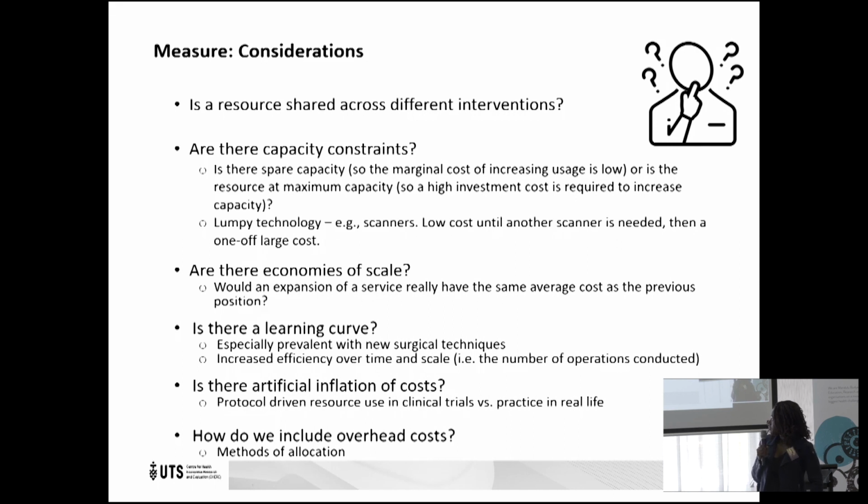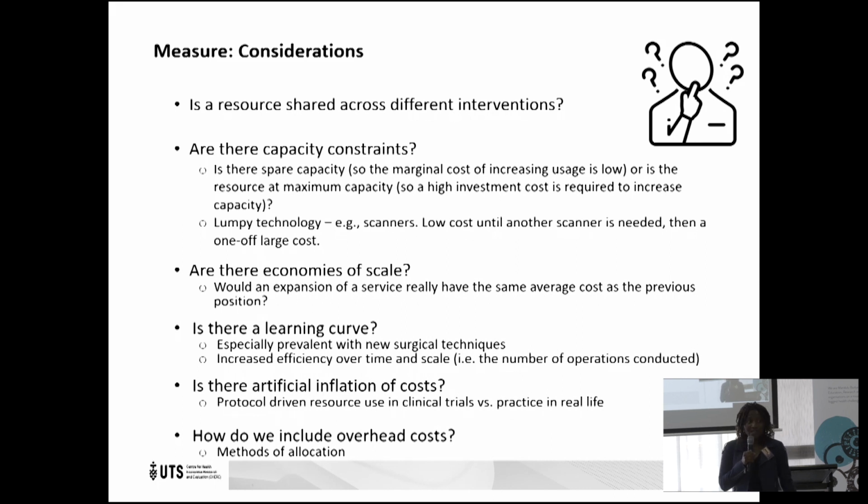So in measuring, what do you consider? Are these resources shared across the same interventions, or are they different? Are there capacity constraints? So in terms of, is there a spare capacity? Or maybe you may have identified that these are the things that are needed for this particular intervention. But in actual fact, when you go to maybe rural areas, you may not have all these things that you need. So in that case, what's going to happen? You need to consider some of these things.